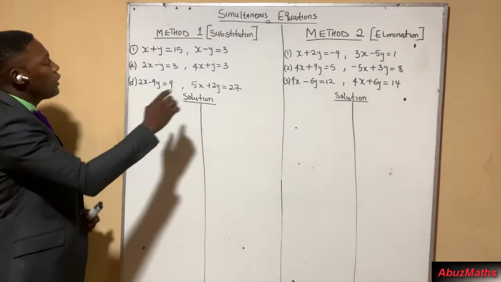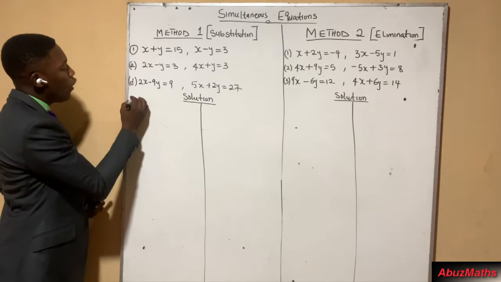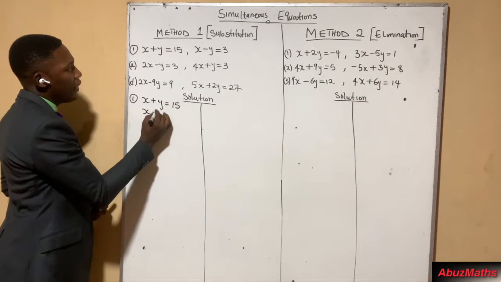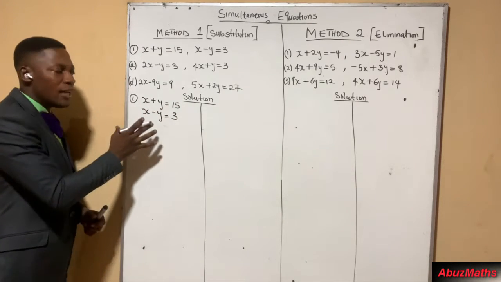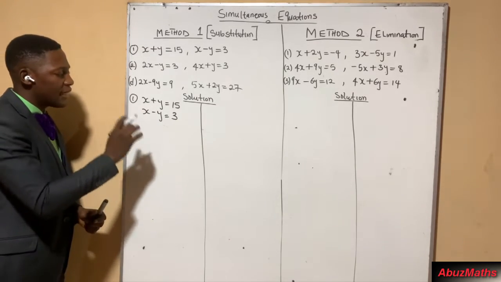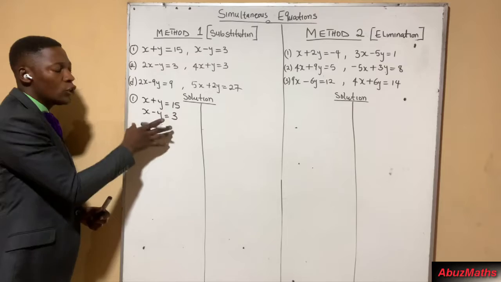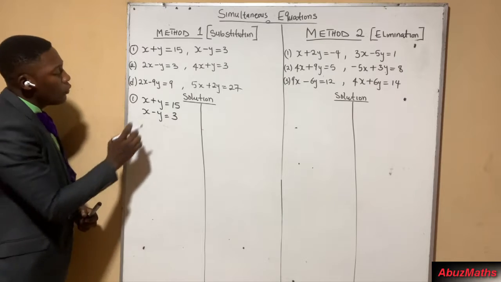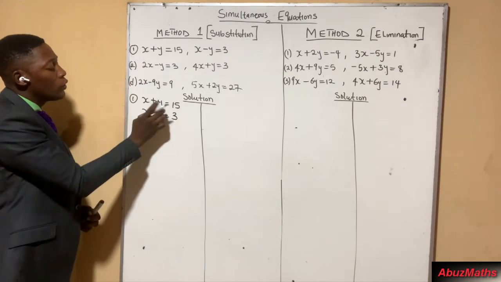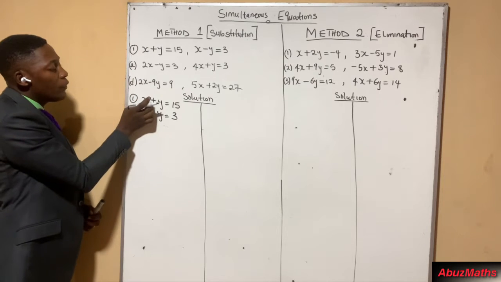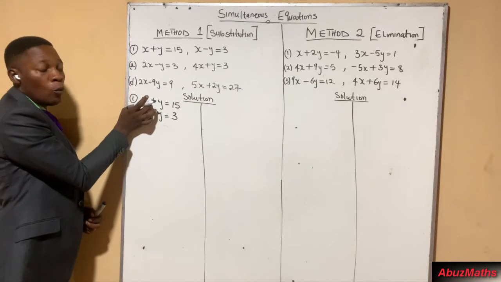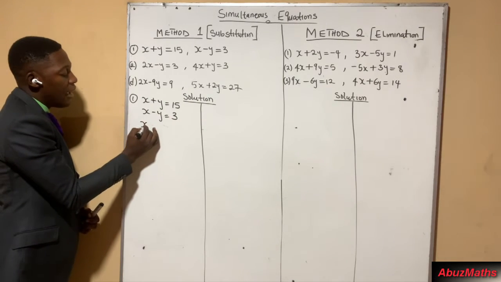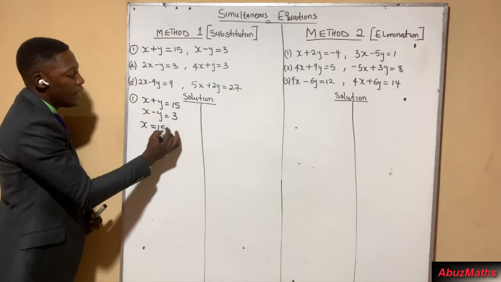Now let's see. The first question is we have to solve for x plus y equal to 15 and x minus y equal to 3 at the same time. We have to find the value of x and y, but we have to solve with these two equations at the same time. Now, using the substitution method, I'll be using my equation 1 to substitute into equation 2. I'll be using x as the subject of formula for equation 1 so that I can substitute that into equation 2. So, for x, I will have x is equal to 15 minus y.